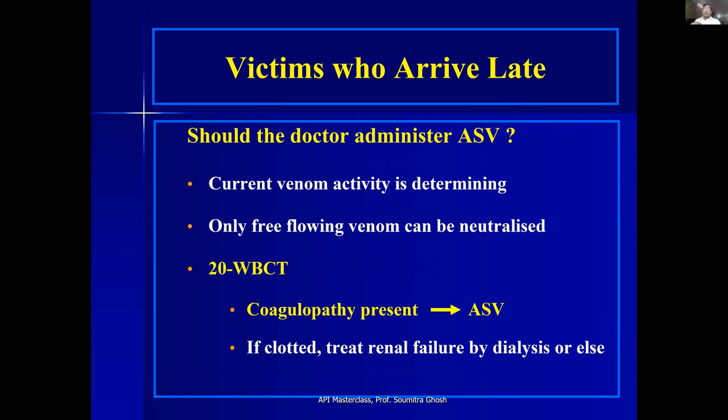If the person comes and there is no free-flowing venom, only tissue fixation is there, suppose renal failure is there, we cannot give any ASV because it cannot neutralize the free-flowing venom, and we do not get any benefit of giving this ASV in that person. So we'll have to rely on this 20 WBCT. If coagulopathy is present, then we give ASV. And if clotted, treat renal failure by dialysis or else.